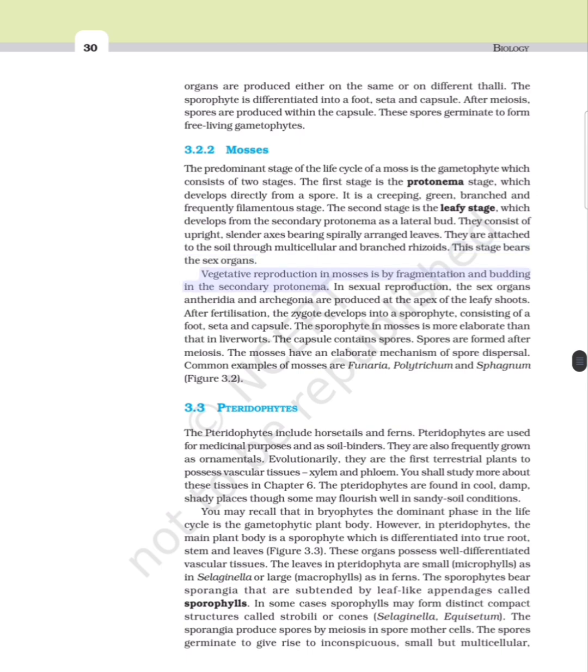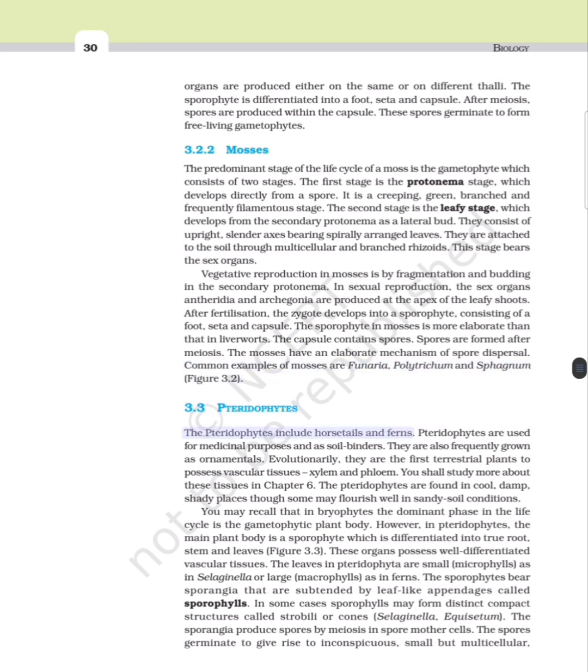Vegetative reproduction in mosses is by fragmentation and budding in the secondary protonema. In sexual reproduction, the sex organs antheridia and archegonia are produced at the apex of the leafy shoots. After fertilization, the zygote develops into a sporophyte, consisting of a foot, seta and capsule. The sporophyte in mosses is more elaborate than that in liverworts. The capsule contains spores. Spores are formed after meiosis. The mosses have an elaborate mechanism of spore dispersal. Common examples of mosses are Funaria, Polytrichum and Sphagnum, Figure 3.2.